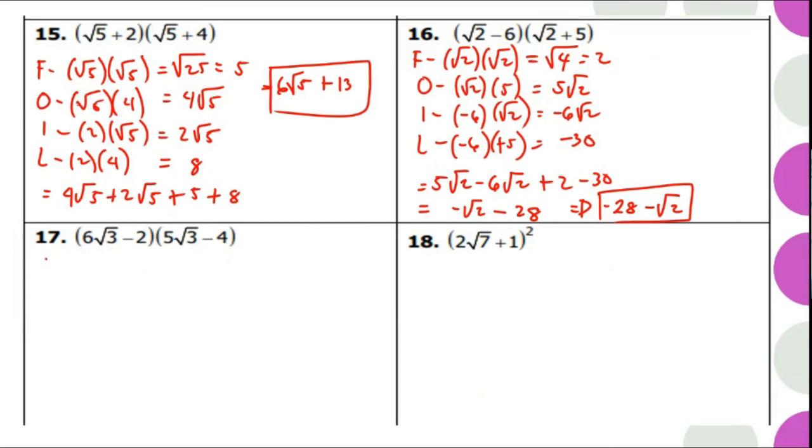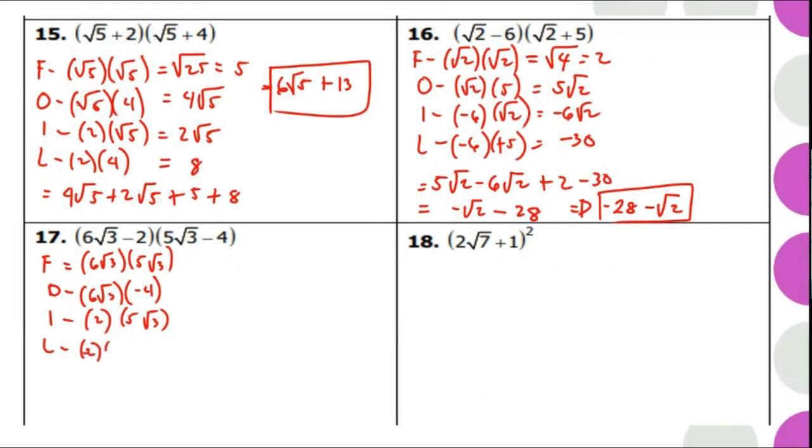Number 17. Again, we will be using the FOIL method. The first terms will be 6 square root of 3 times 5 square root of 3. Outer will be 6 square root of 3 times negative 4. Inner, that's 2 times 5 square root of 3. Last terms will be negative 2 times negative 4.